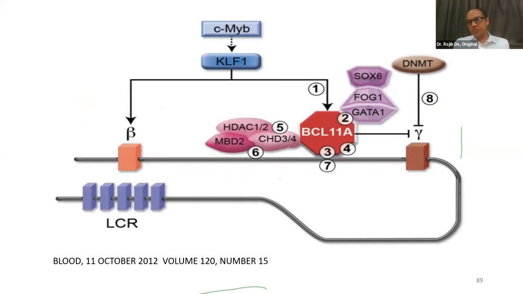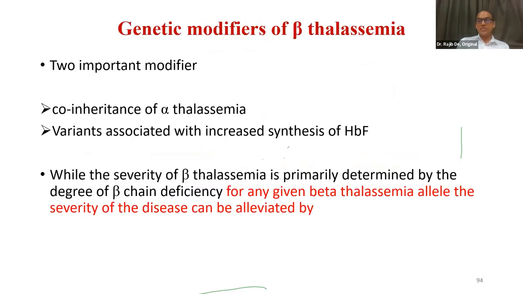We know that there is a switching in the perinatal phase, and the main component of this fetal to adult switching is BCL11A. They help in switching. So in BCL11A polymorphism, often we see that there is an increased HbF because the switching is halted. And by targeting this BCL11A, we have different strategies, including gene therapy, which can help to prevent the imbalance of alpha and non-alpha. So genetic modifiers for beta thalassemia include co-inheritance of alpha thalassemia. The symptoms will be less.